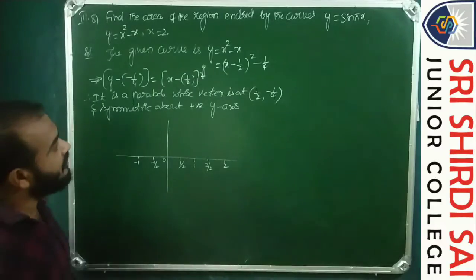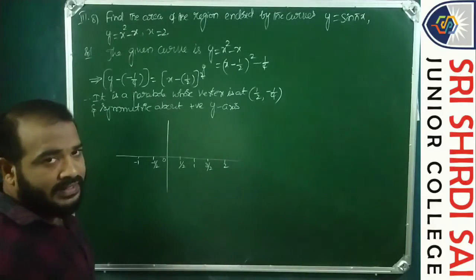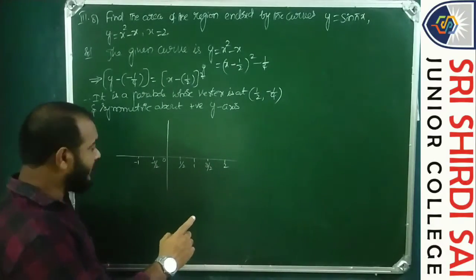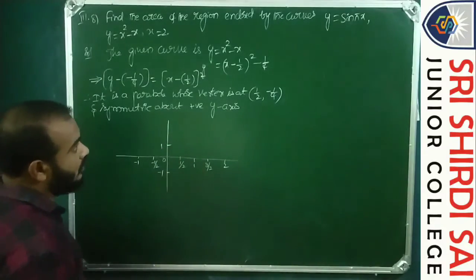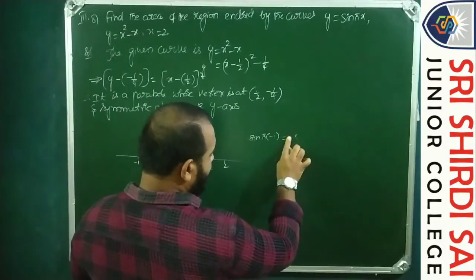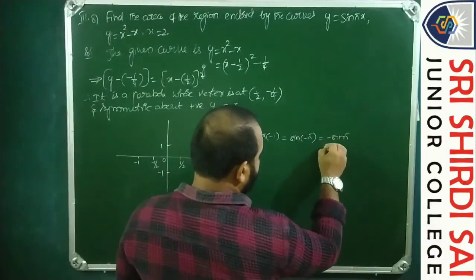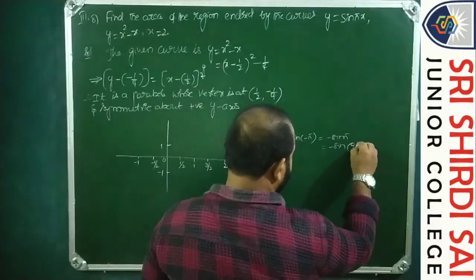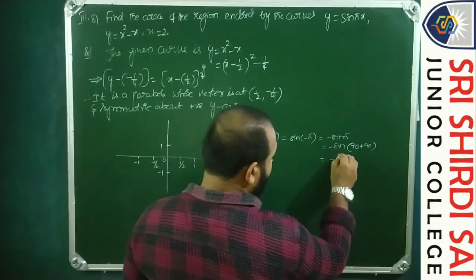Now quickly substitute. y equals sin pi x. Sin pi into minus 1 is sin minus pi, which is minus sin pi, minus sin 180, which is sin 90 plus 90, so minus cos 90, so minus 1. So this is plus 1, this is minus 1.